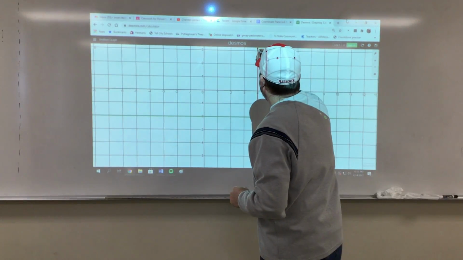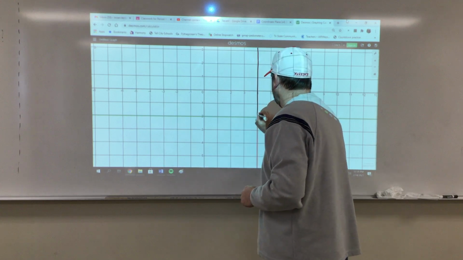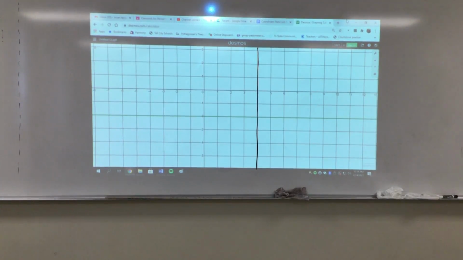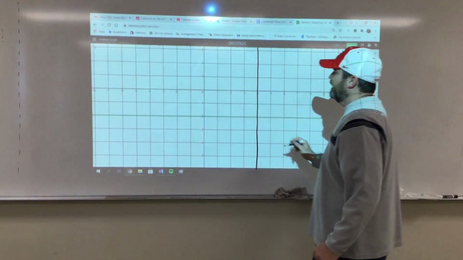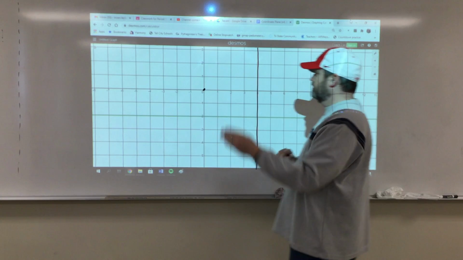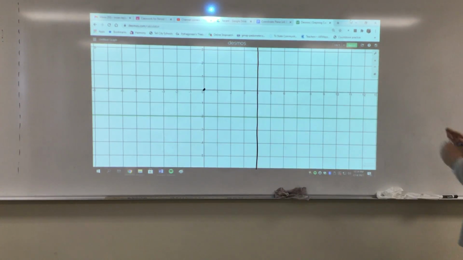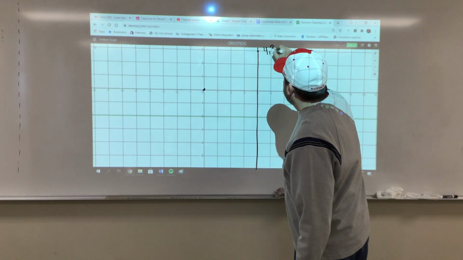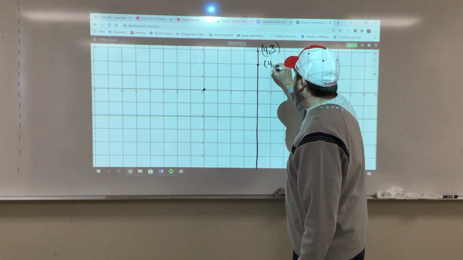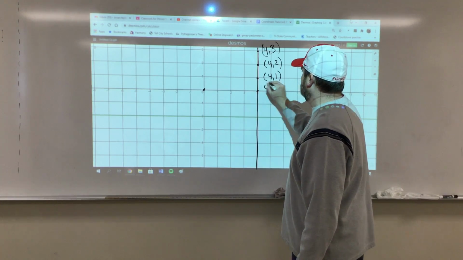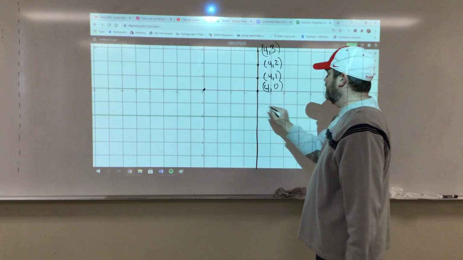So let me just mark over this. It's going to be a little wobbly, but I know this will show up on the video. So there I have a vertical line, and I'm going to start plotting some points on this line. I don't have this centered, so the origin isn't in the middle. I have the origin over here, just so you can orient yourself on where we are. So this is (4, 3), (4, 2), (4, 1), (4, 0). I'm just plotting some points that are on this vertical line.